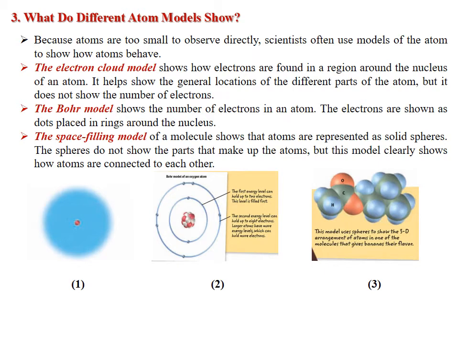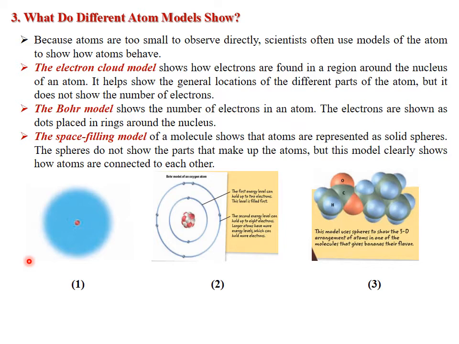Now, let's see what different atom models show. Because atoms are too small to observe directly, scientists often use models of the atom to show how atoms behave. They use different models depending on what they need to study. For example, the way a model shows electrons is important because electrons are involved in chemical bonding. We have three different models used to represent atoms.